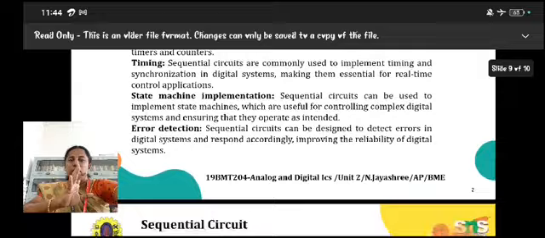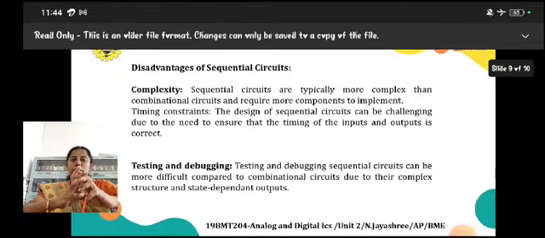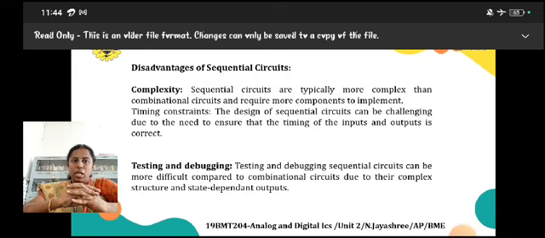As for the disadvantages, since the circuit depends on the previous input, it is more complex than a combinational circuit and requires more components to implement. Timing constraint: the design of a sequential circuit can be challenging due to the need to ensure that the timing of the inputs and outputs is correct.